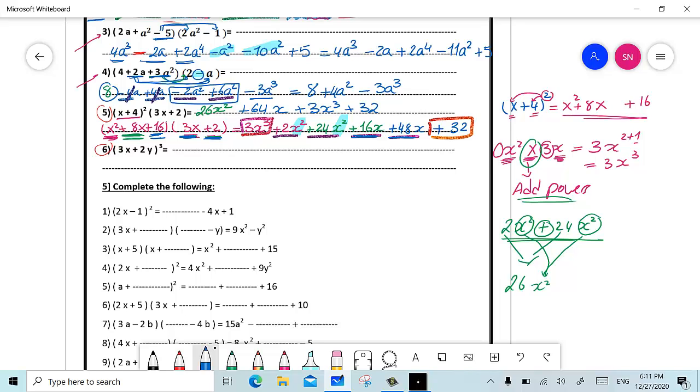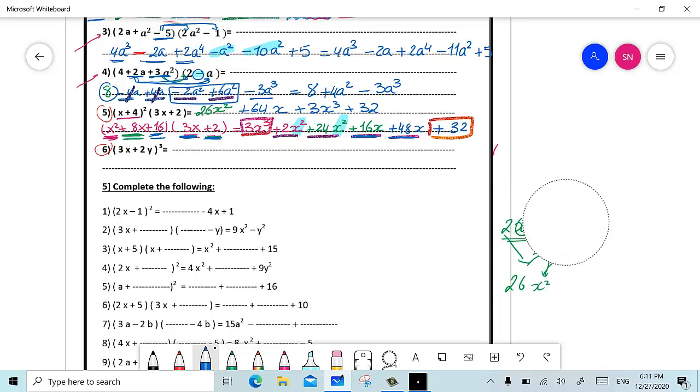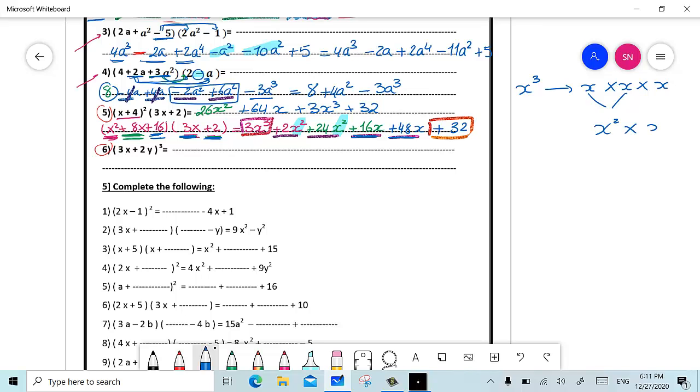And let's go now for number 6, and I need you to have your attention, please. First of all, I would like to ask you, what is the meaning of x to the power of 3? This means that I have x times x times x. So I can say that I have x to the power of 2 times x, right? Because x times x is x to the power of 2.